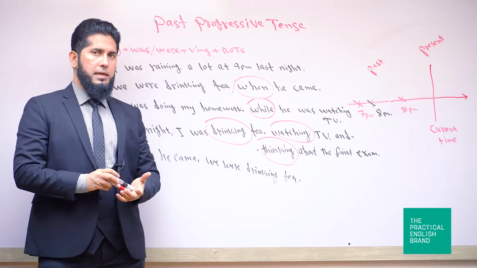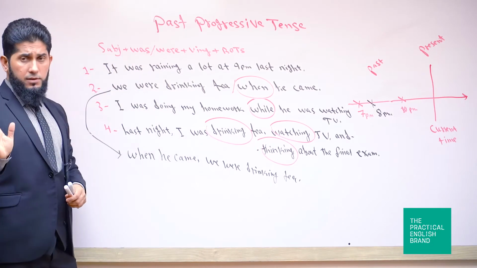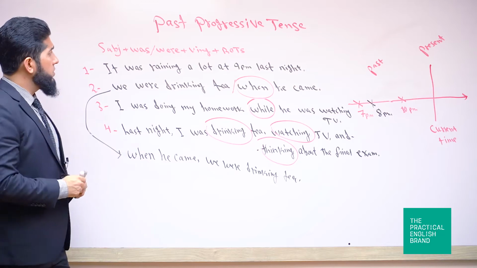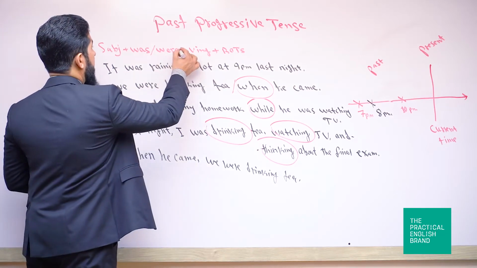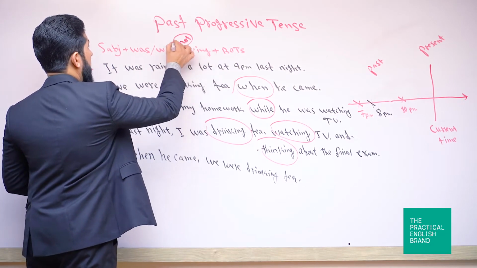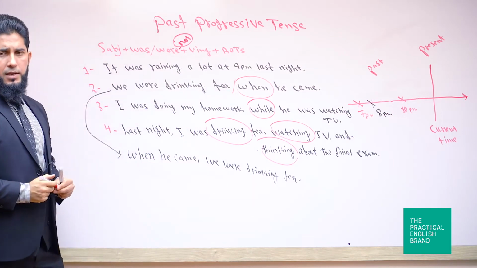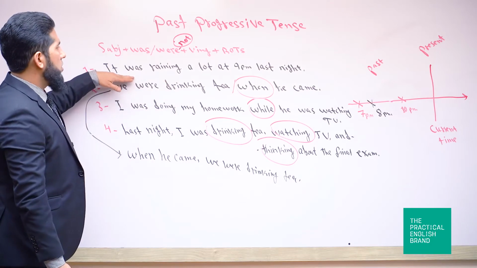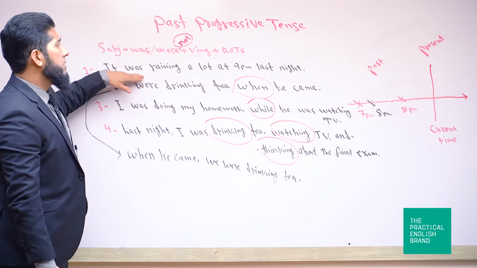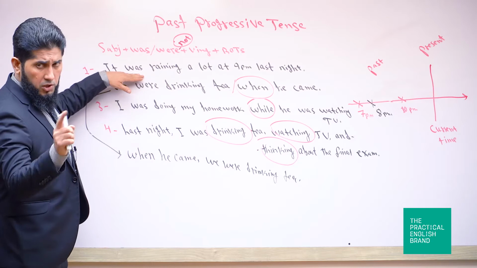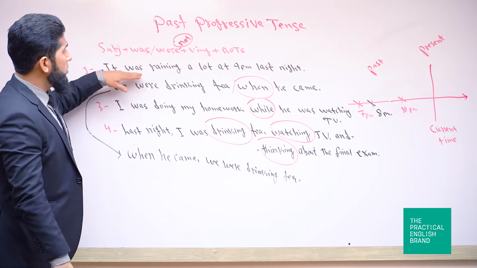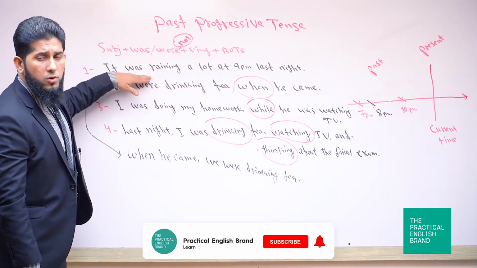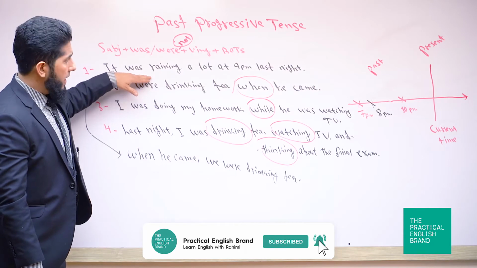You got it? If you want to change it to negative form, then what do you do? You just bring not after was and were. You see that? Let's change this one sentence to different forms, okay? It was raining a lot at 9 p.m. last night. If you want to change it to negative form, then you say it was not raining, okay, last night, at 9 p.m. last night.